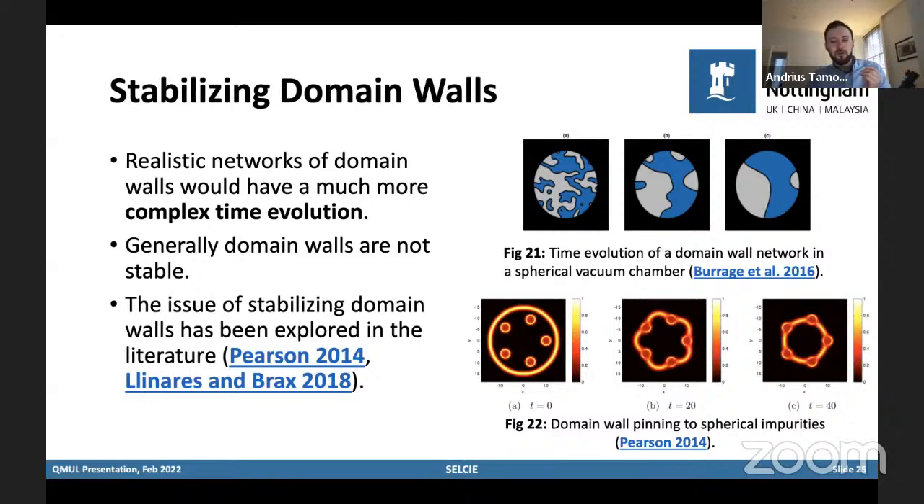Actually, one thing you can do, as discussed in this paper by Pearson, is introduce extra density sources inside your vacuum chamber, or cosmologically, you could have, let's say, halos inside a cosmic void or something like that. And then you can show that a domain wall, which is shown here by this ring, could essentially pin to these different networks of circles in this case. So basically, by introducing these extra sources, you could stabilize the domain walls in your vacuum chamber, and then you could detect them.